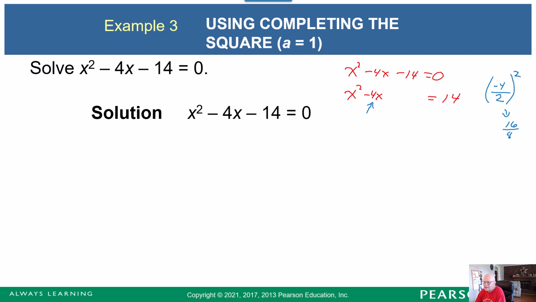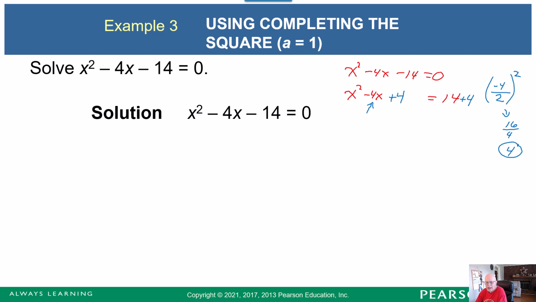16 fourths, or 4. Now what we're going to do with this number, remember we took half of the number here and then squared it. And that number we're going to add to fill in the blank. And to keep things equal, we'll add it to both sides. Now I'm going to go back to red, so hold on a second here. Go back to red. There we go.